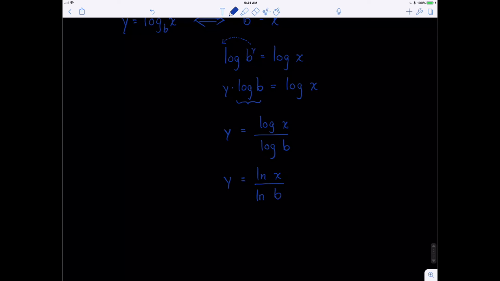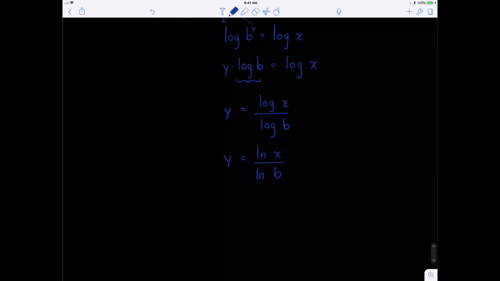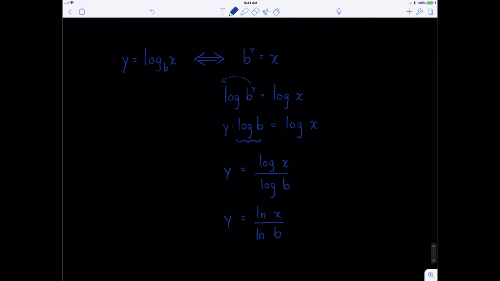So, is this really true? Well, let's try this. And would we get the same? Well, let's try that too. This is called the change of base formula.